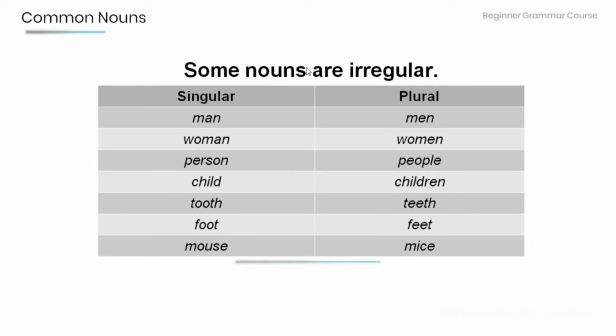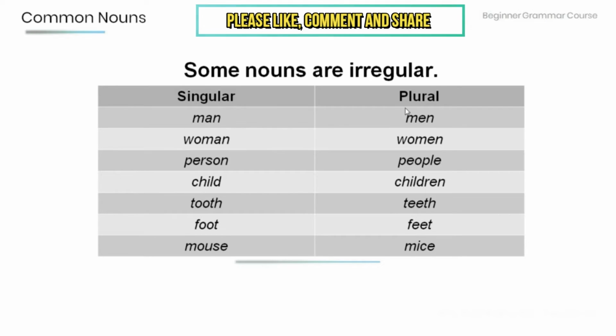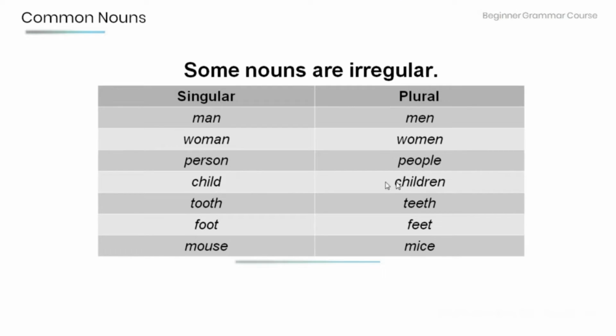Now here are some nouns that are irregular. For example, the singular form of the word man is man. In the plural, men. Woman, women. Person, people. Child, children. Tooth, teeth. Foot, feet. Mouse, mice.